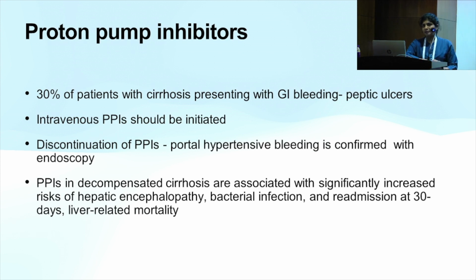Then coming to the proton pump inhibitors. Initially, all the patients should be started on proton pump inhibitors. Even if we know the patient is a known case of CLD, in 30% of the patients with varices the cause of bleeding can be peptic ulcer. So even if you know the patient is CLD, we have to start them on proton pump inhibitors. But after the endoscopy is done and you prove that the varices are the cause of bleed, we have to stop the proton pump inhibitors, because it is shown that there is some increased risk of complications like hepatic encephalopathy and bacterial infection if we continue the proton pump inhibitor for a long time. But initially, do start it.